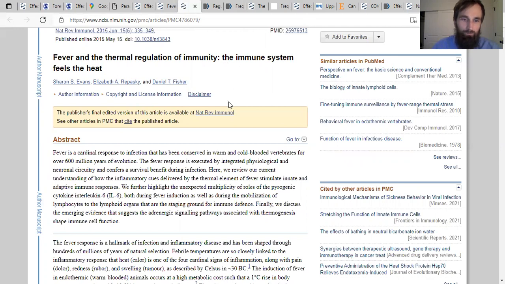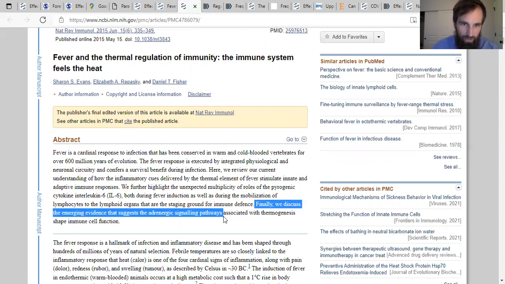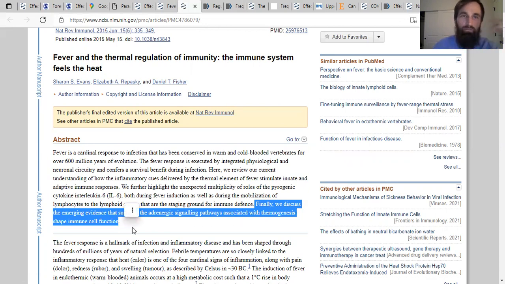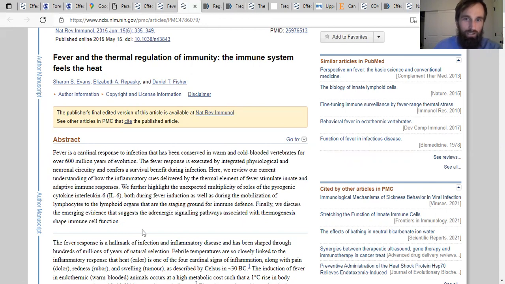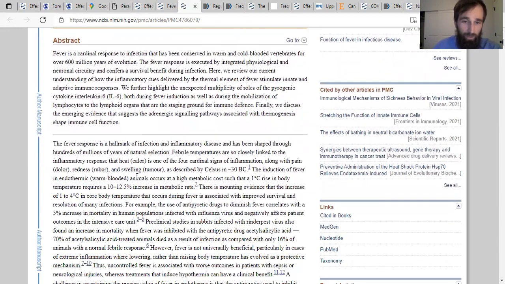But we're going to look at fever and the thermal regulation of immunity. The immune system feels the heat. This article discusses the emerging evidence that suggests the adrenergic signaling pathway associated with thermogenesis shapes immune cell function. So part of the fever is not just to make a really inhospitable environment for the virus to replicate, but it also shapes the immune cell function and the immune system response. Thus, dampening down the fever, especially a low-grade fever, is not an optimal therapy.